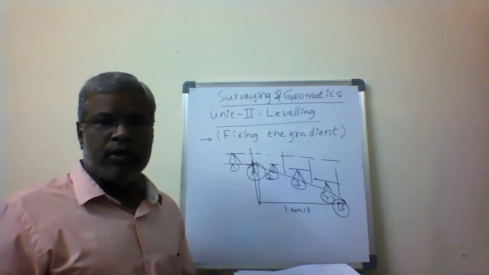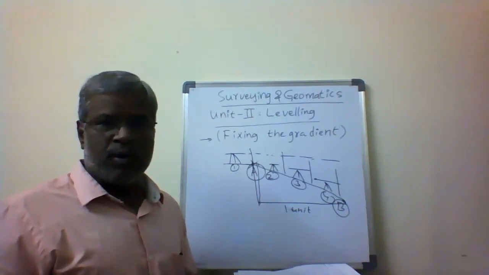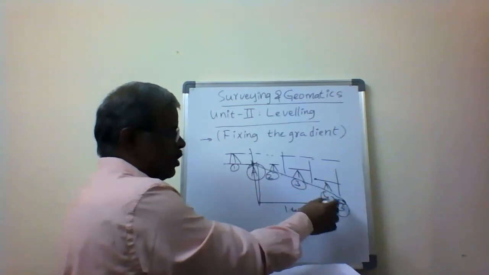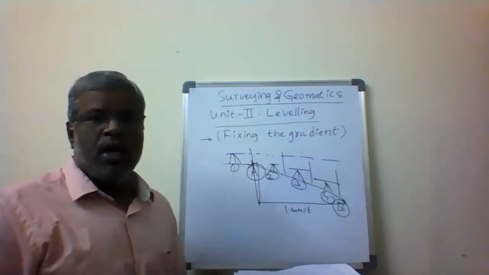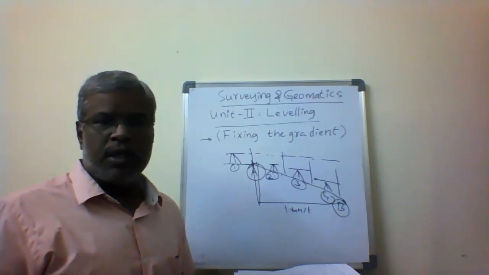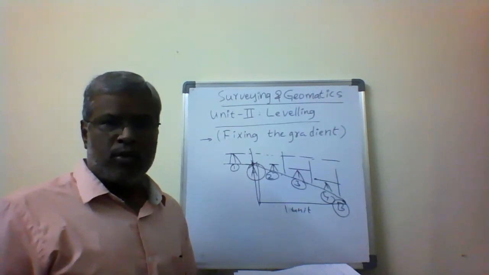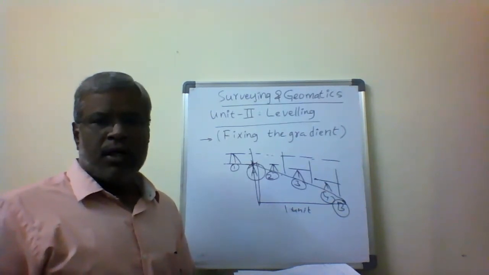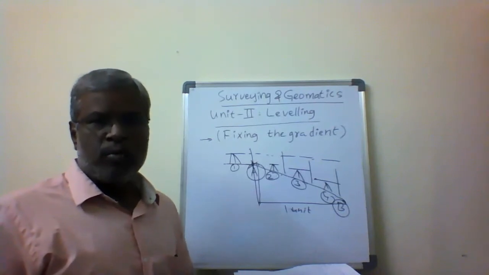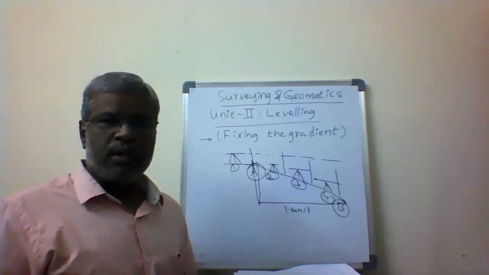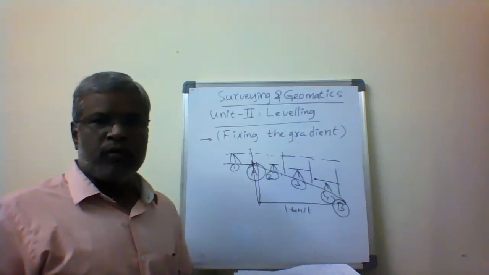We find out the elevations of the points, and what changes there are from the first point to the second, second to third, third to the fourth, like this, taking so many points to reach the final point. We know the distance from A to B, and we know the difference of elevation from A to B. The change from A to B gives us the gradient. The gradient is called the slope, expressed as 1 in n.